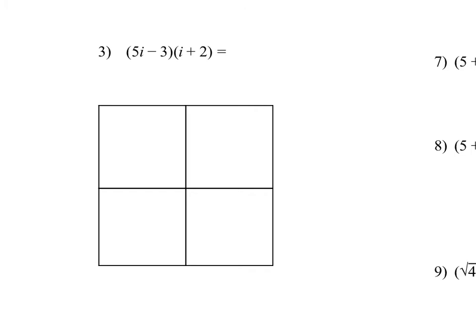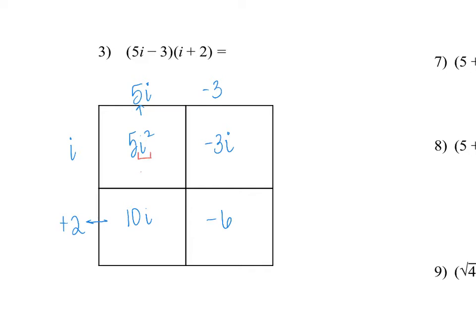So now that you tried number 3, I'm going to write, we have 5i minus 3. We have i plus 2. And we'll multiply. This will be 5i squared, negative 3i, 10i, and again you're just multiplying whatever the numbers are in your row and your column, and then this will be negative 6.